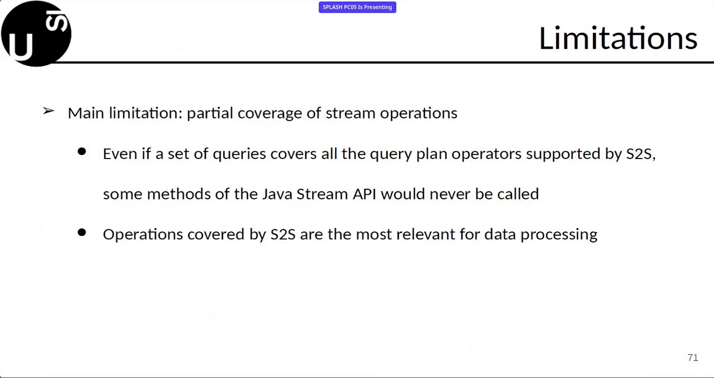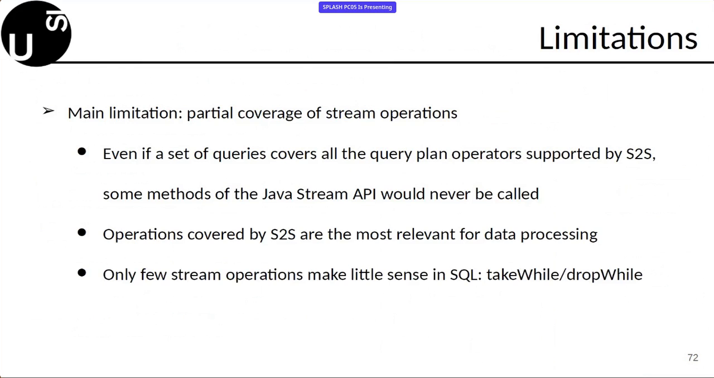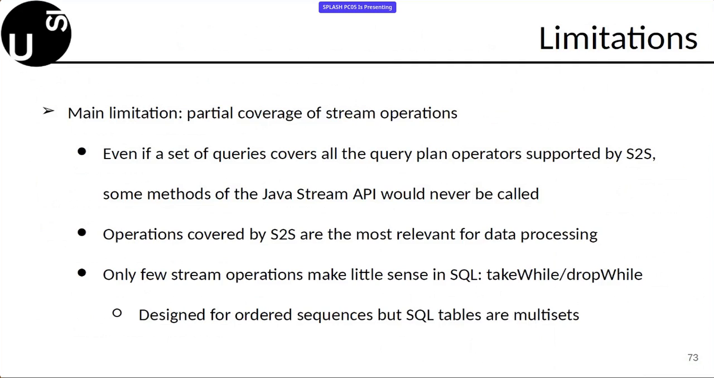However, it is worthwhile to note that the operations that we cover are the most relevant ones in the context of data processing. And actually, by analyzing the whole stream API, we noticed that there are only two methods that make little sense in SQL, and so also for S2S, which are takeWhile and dropWhile. Because these methods are defined to work on ordered sequences, but SQL tables are multisets, so they are not ordered. So at the moment, we do not cover the whole stream API, but the ones that we are not covering can be covered in the future. takeWhile and dropWhile are not an option for our tool.